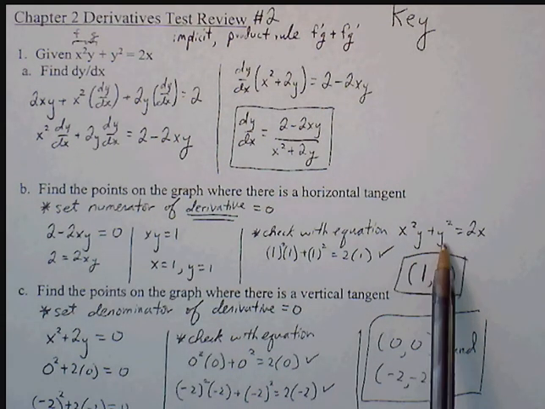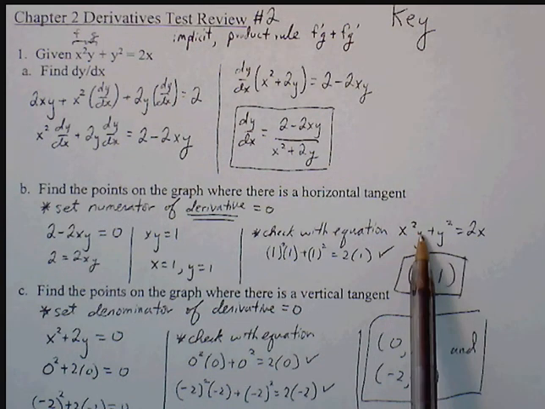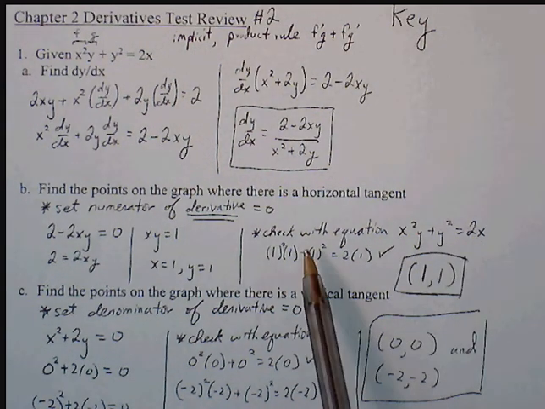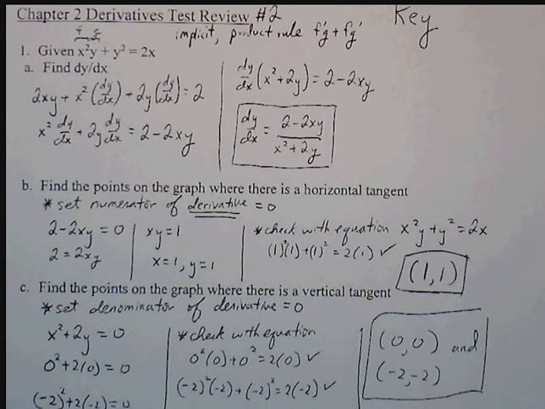So if I plug 1 into the equation for x and y, I get 1 plus 1 is equal to 2 times 1, which is 2. So 1 plus 1 equals 2. That checks off. The ordered pair that will cause horizontal tangent line will be at 1, 1. Right, part C, find the points on the graph where there's a vertical tangent line.